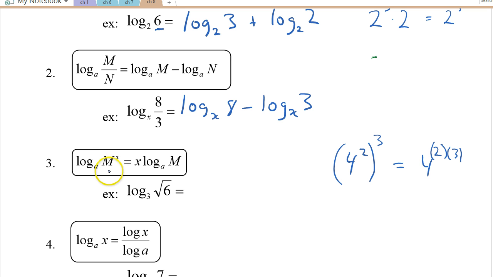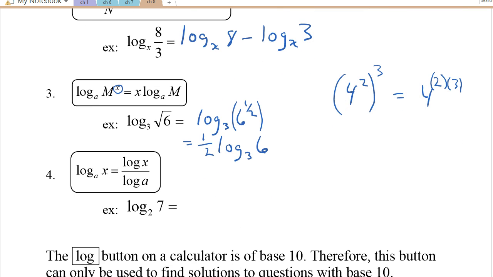Now if the argument is something raised to a power here, we're going to multiply x times the log of that. So for this question here, log base 3 of the square root of 6, I'm going to rewrite this first of all as 6 to the power of 1/2. Now it's similar to this here. So I can say that is equal to, this is 6 to the power of 1/2, so I'm going to say it's 1/2 multiplied by the log.